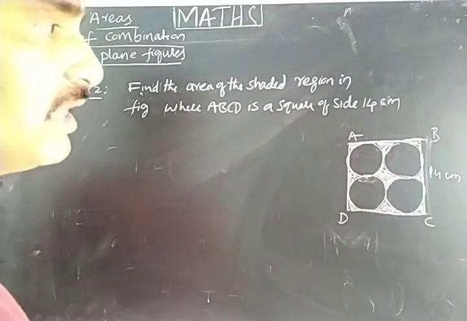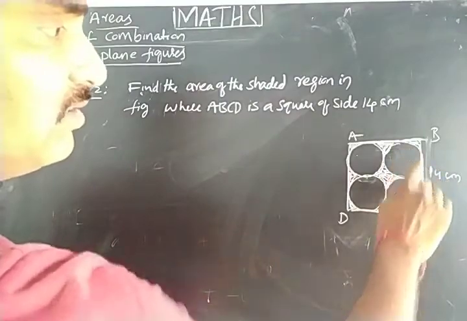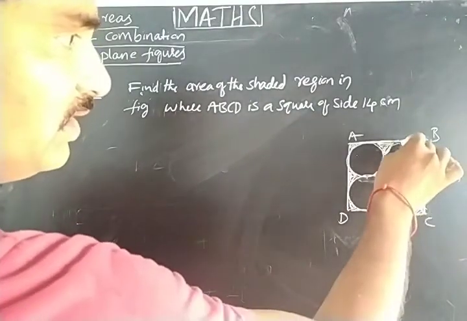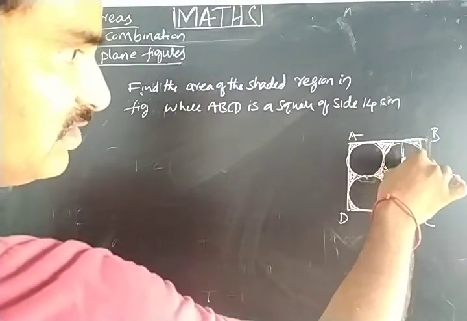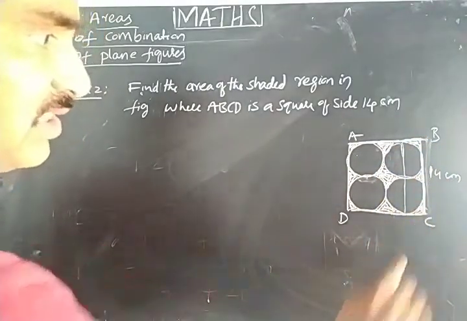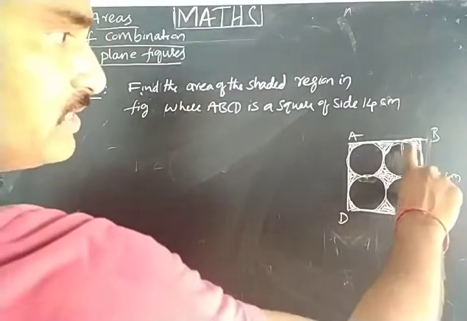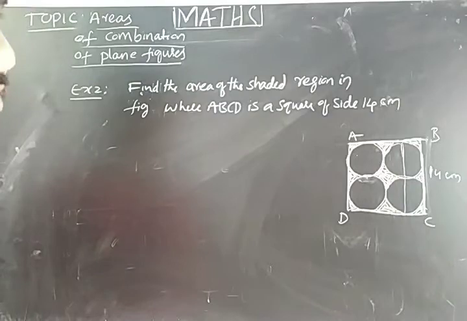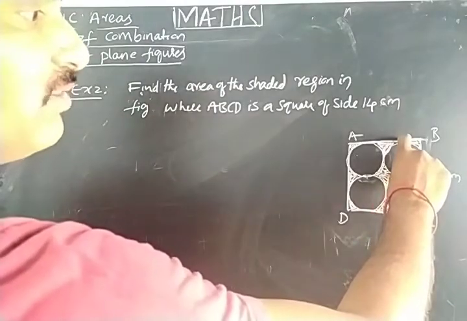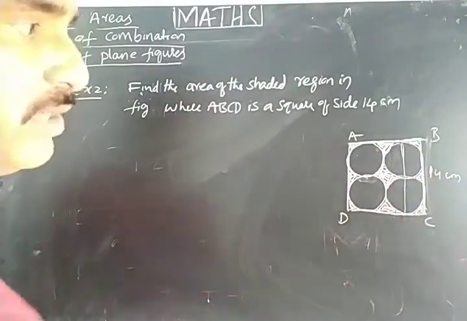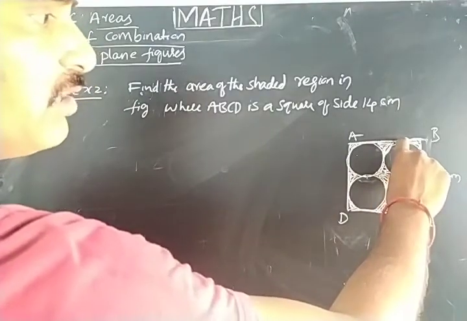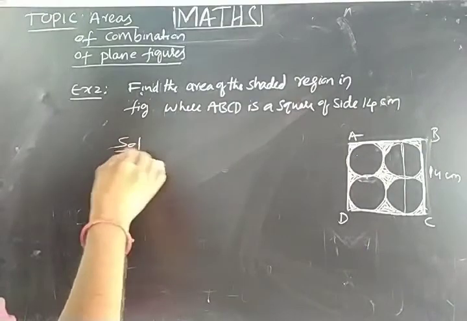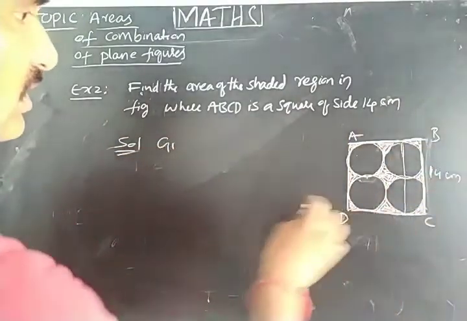To get the circle area, what do we need? The radius of the circle. See, observe here, by joining like this, this is the diameter of a circle, and this is the diameter of the second circle. So 14 is equal to the sum of 2 diameters of the circles. To get one diameter of the circle, you have to divide 14 by 2. If you know the diameter of one circle, we can get the radius of the circle. Right?